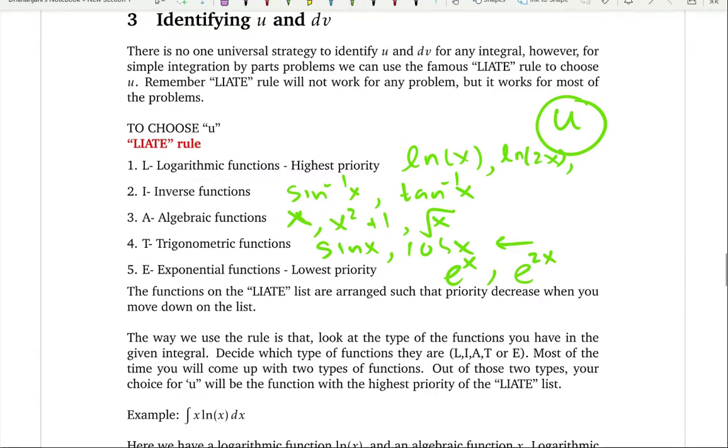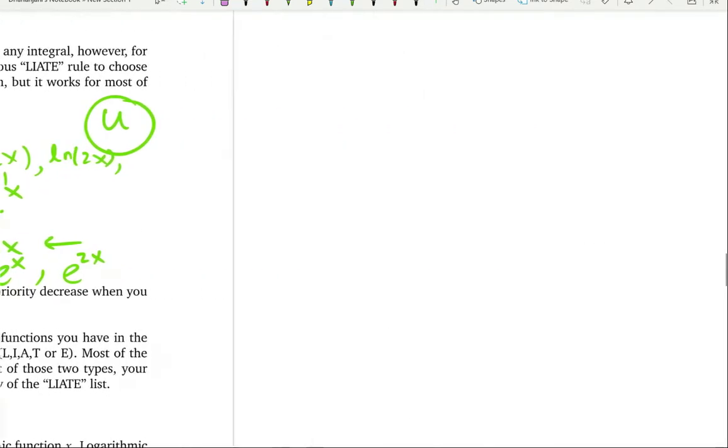Now, what does it have to do with choosing u? The priority goes down as you move down the list. That means your first choice for u will be logarithmic functions. If not, then inverse. If not, then algebraic. If you don't have algebraic, then trigonometric. The last choice will be exponential functions. So you will have two types of functions in your integral in most cases. Out of those two types, decide which one is on the top of the list, and that is your u. Pretty easy, right? So let's do an example.